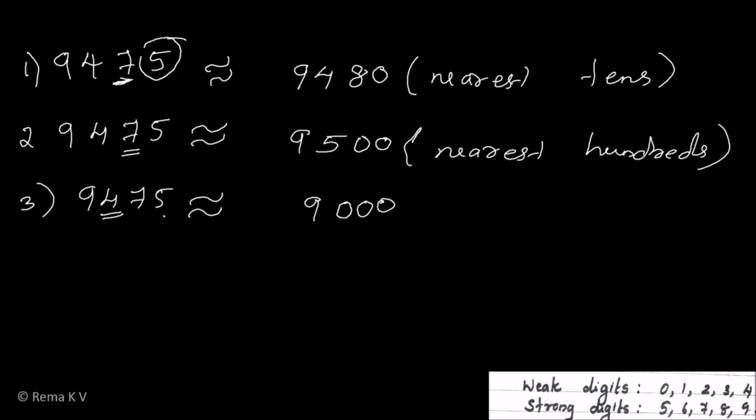So rounding off to the nearest thousands, we have to put 0 in the ones place, tens place and hundreds place. Then check the digit in the hundreds place. Here, it is a weak digit. So we are writing the same 9 here. This is to the nearest thousands. Okay. Practice the questions.